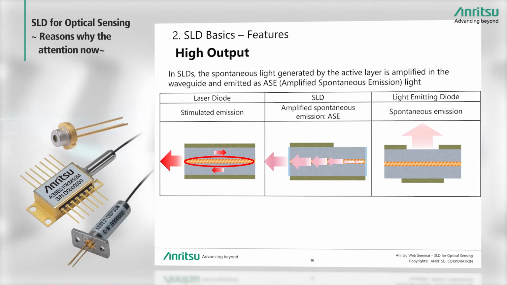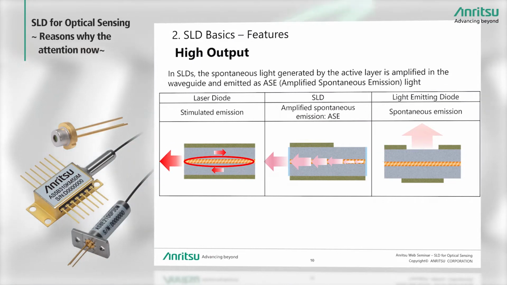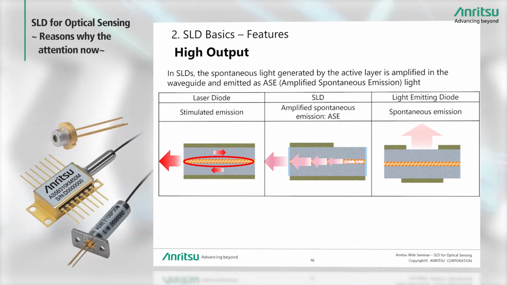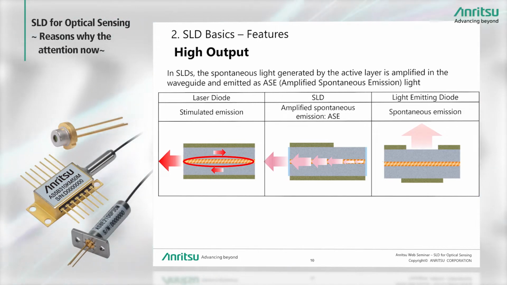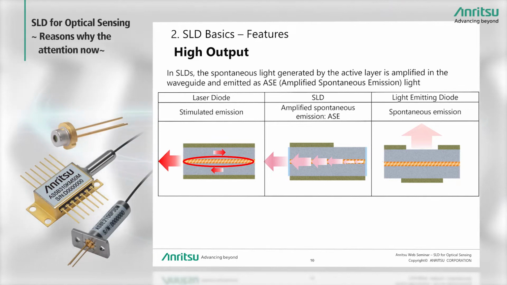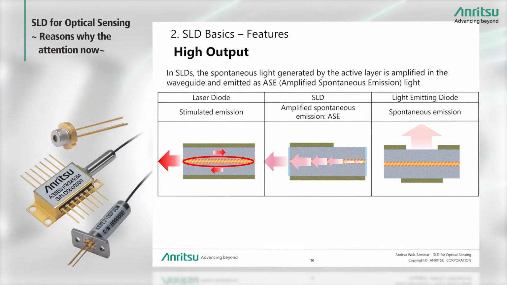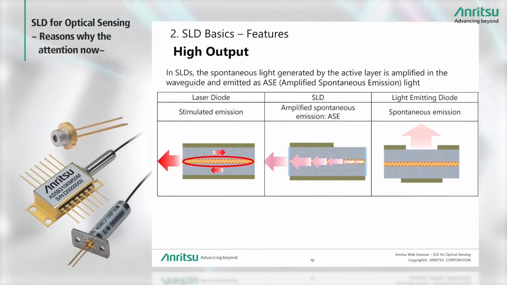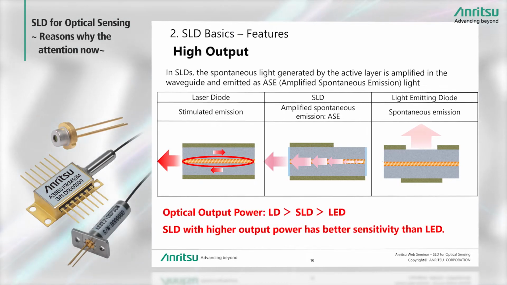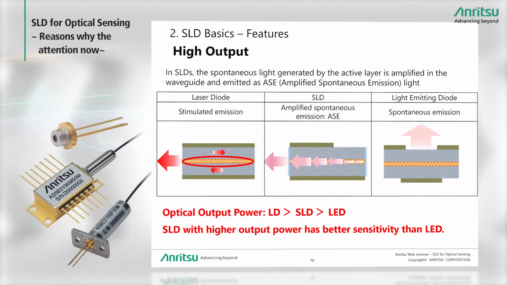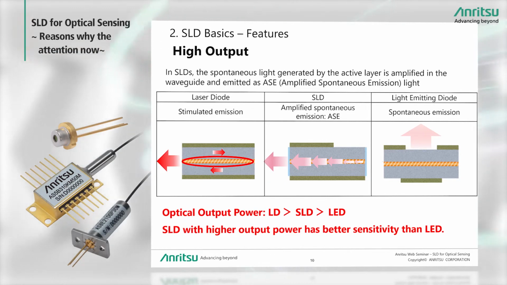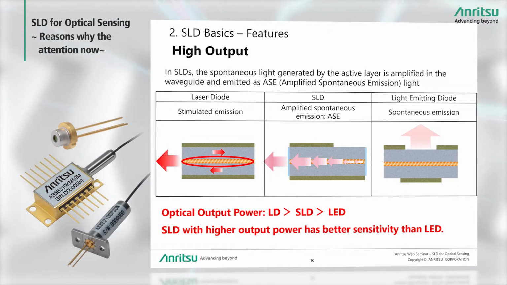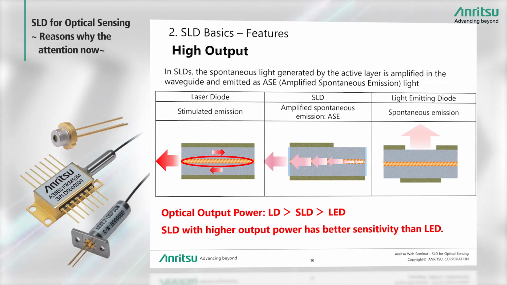This first slide explains the high output feature. In the LED, ASE light generated by the active layer is output as is from the top surface. As explained previously, in the SLD, spontaneous emission generated by the active layer is amplified in the waveguide to output ASE light. On the other hand, returning light in LD creates oscillation in the device. Accordingly, LD has the highest optical output, while SLD emit light with a power between LD and LED. In comparison to LED, SLD has a high output power plus the advantage of high sensitivity in sensing applications.